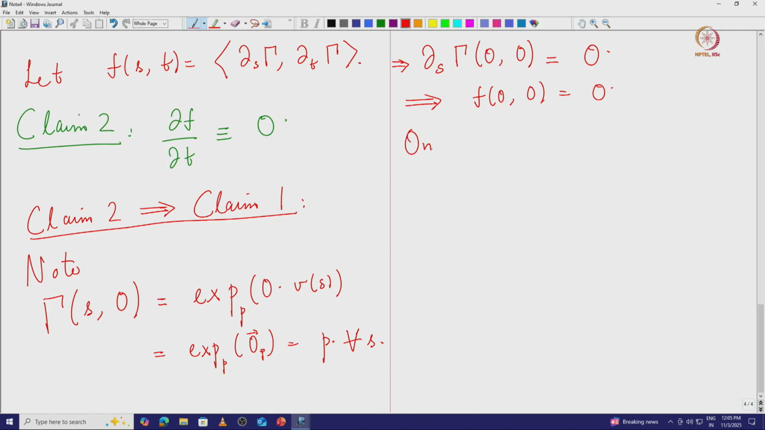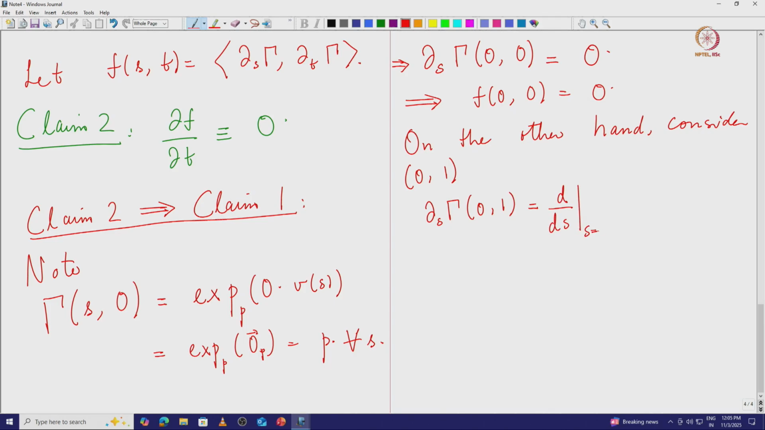So on the other hand, consider the point 0 comma 1. Okay, so there what is del S gamma at the point 0 comma 1? Well, that is just d by ds at s equals 0 of gamma of s comma 1. Okay, but what is gamma of s comma 1?